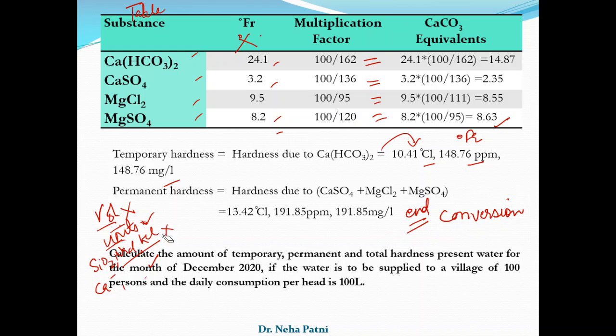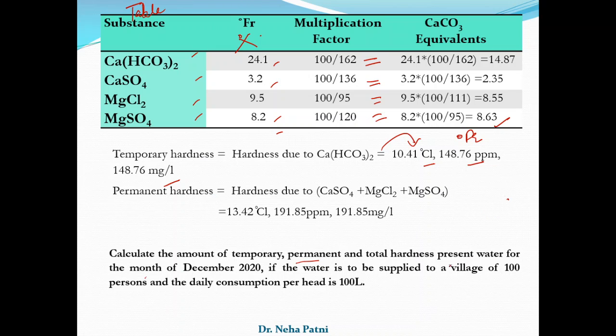Now if I increase the level of the question by adding one more aspect, what are you going to do? Just say, if I want to calculate for the same sample, and I say that you have to calculate it for the month of December 2020, if the water is to be supplied to a village of 100 persons and the daily consumption per head is 100 liter. What they want to tell is you have to calculate the hardness of the water sample which is going to be supplied to the village of 100 persons, daily consumption per head is 100 liter, for the entire month of December.